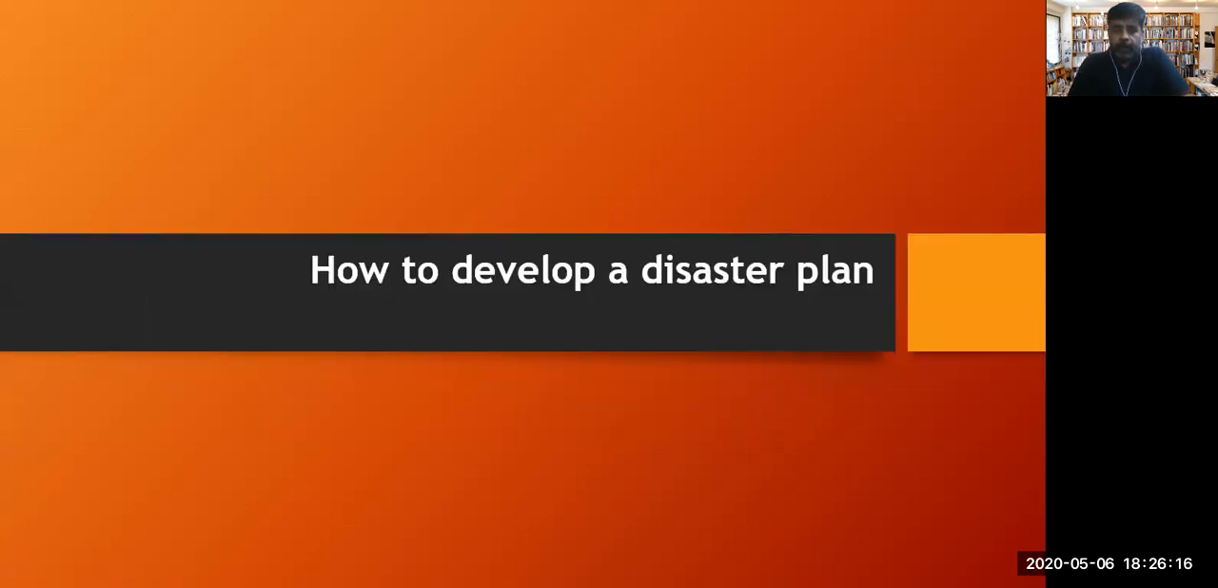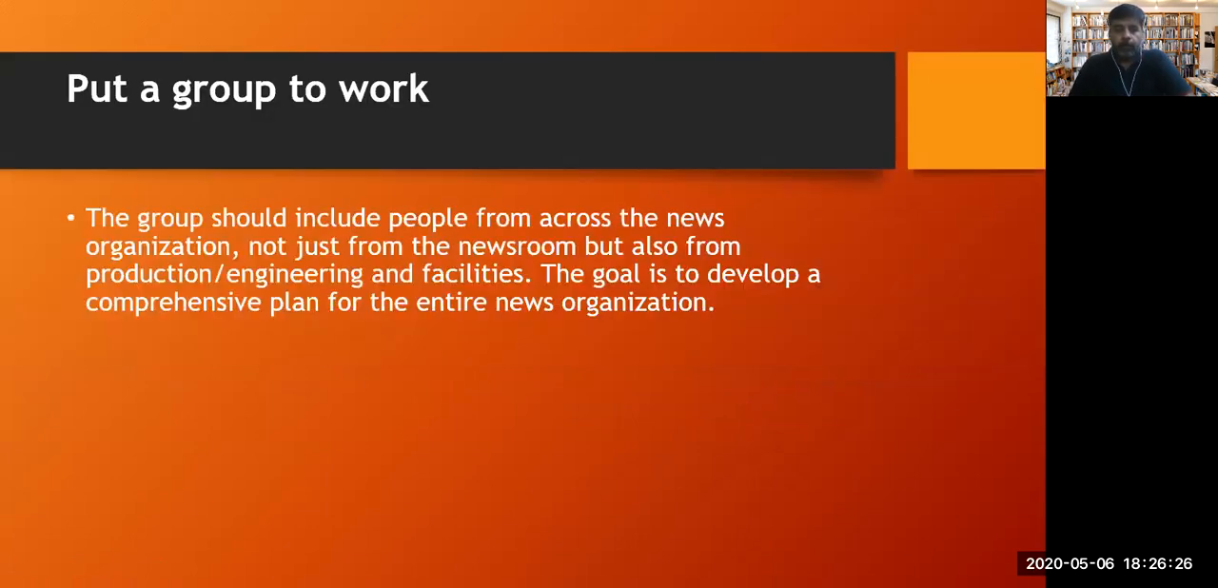The important thing is, when a disaster hits, when a crisis comes, first of all, you need to develop a crisis plan. So put a group to work as an editor. The group should include people from across the news organization, not just from the newsroom, but also from production, engineering, and facilities. So the goal is to develop a comprehensive plan for the entire news organization.